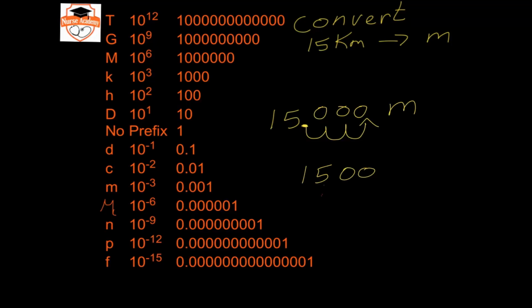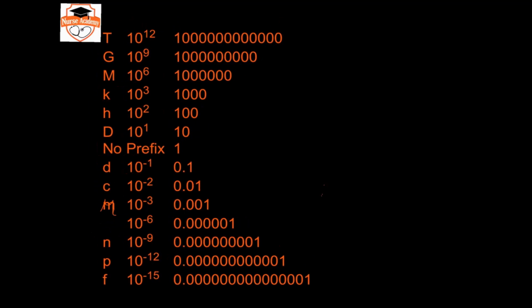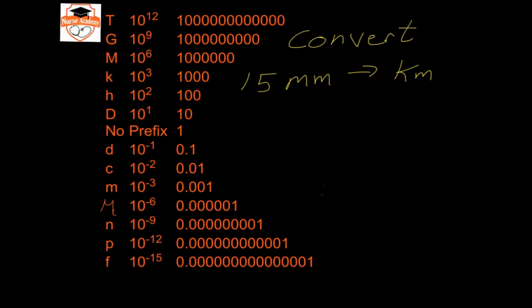So if we try a second question, let's say convert 15 millimeters to kilometers, then we would come over to our little table, and we're going to look at our millimeter, and it's 1, 2, 3 orders of magnitude less than 1. So a kilometer is a much bigger thing than a millimeter, and that means that our number is going to have to get smaller because there are fewer big things in small things than there are small things in big things.